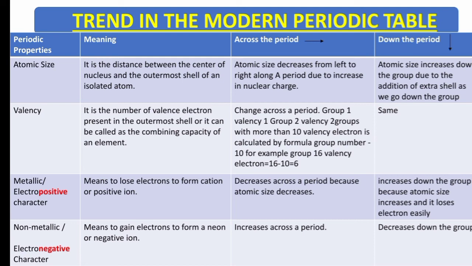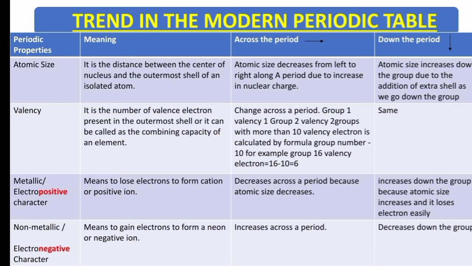Now for groups more than 10, valency electron is calculated by the formula group number minus 10. For example, for group number 16, the valency electron will be equal to 16 minus 10, that is equal to 6. Now down the group you will see that it remains the same.